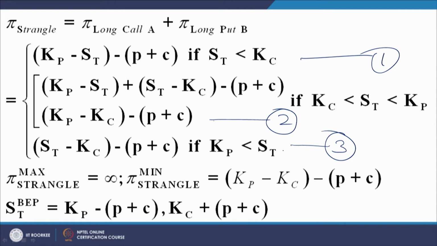And as you can see here, the maximum profit of the strangle is unlimited, it is unbounded. The minimum profit is, in this case, not the cost of setting up the strategy, it is K_P minus K_C minus P minus C, and the break even points are at K_P minus P minus C and K_C plus P plus C.